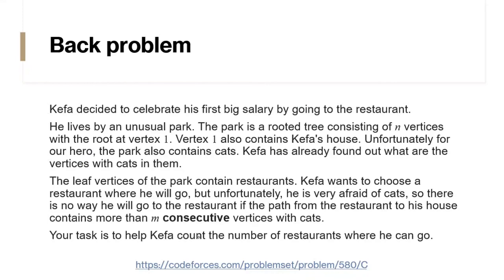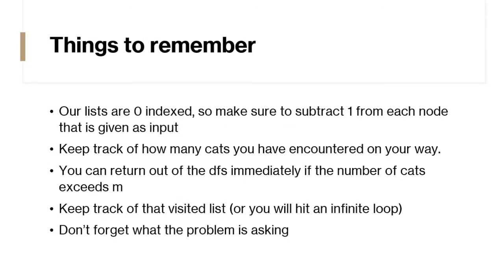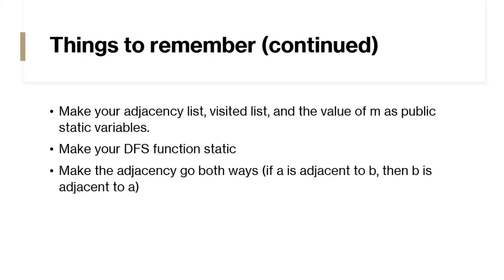So try and figure out the rest of the logic for this on your own. It is still difficult, but depth first search definitely makes it a lot more easy. And just some quick things to remember. Our lists are 0 indexed, so make sure to subtract 1 from each node that's given as an input. You can return out of the DFS immediately if the number of cats exceeds m. Keep track of that visited list, or you will hit an infinite loop. Don't forget what the problem is asking. And make sure that your adjacency list, visited list, and the value of m are public static variables. Make your DFS function static, and make the adjacency go both ways, so that if A is adjacent to B, then B is adjacent to A.